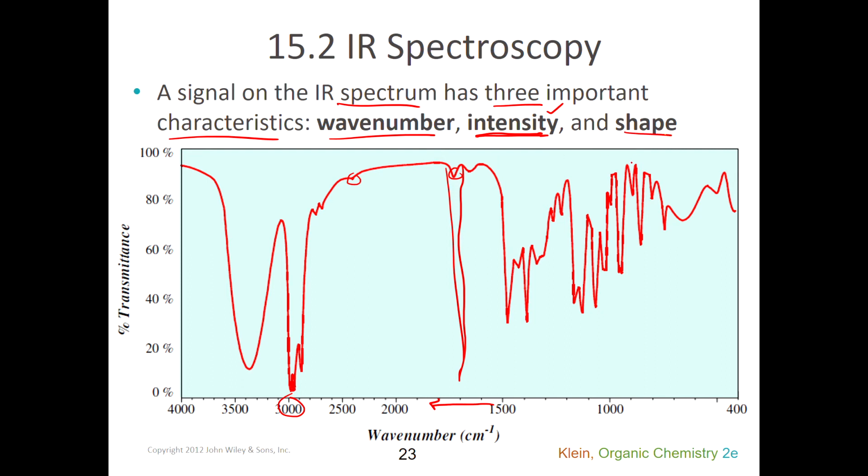And there's also shape. So notice some of these signals, like this one here, is pretty sharp, versus this one here is a little broad. It's a wider peak. And so we'll talk about what the shape of the peak tells me about the molecule as well. So there's a lot of information here in terms of where the peak shows up, how big the peak is, and how broad the peak is, that we can use to determine some information about the structure of the compound that we're analyzing.